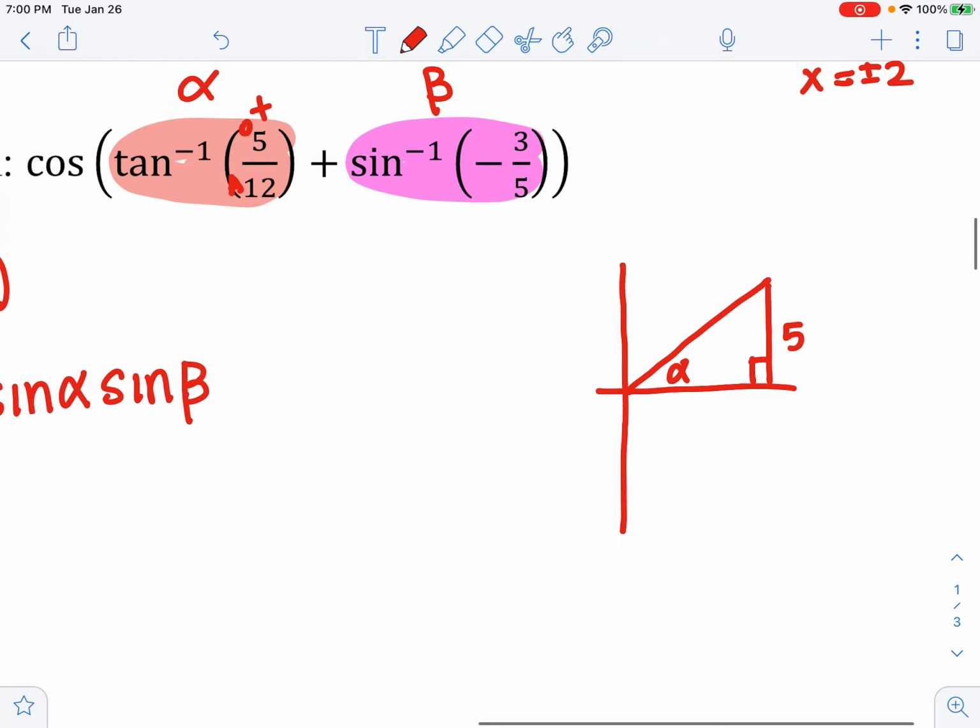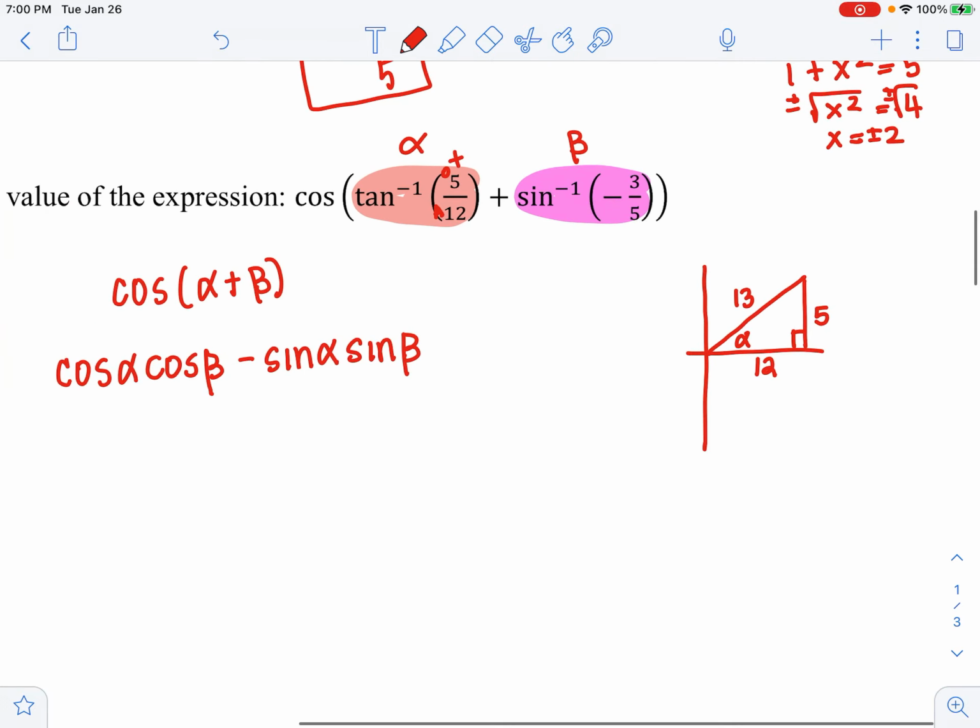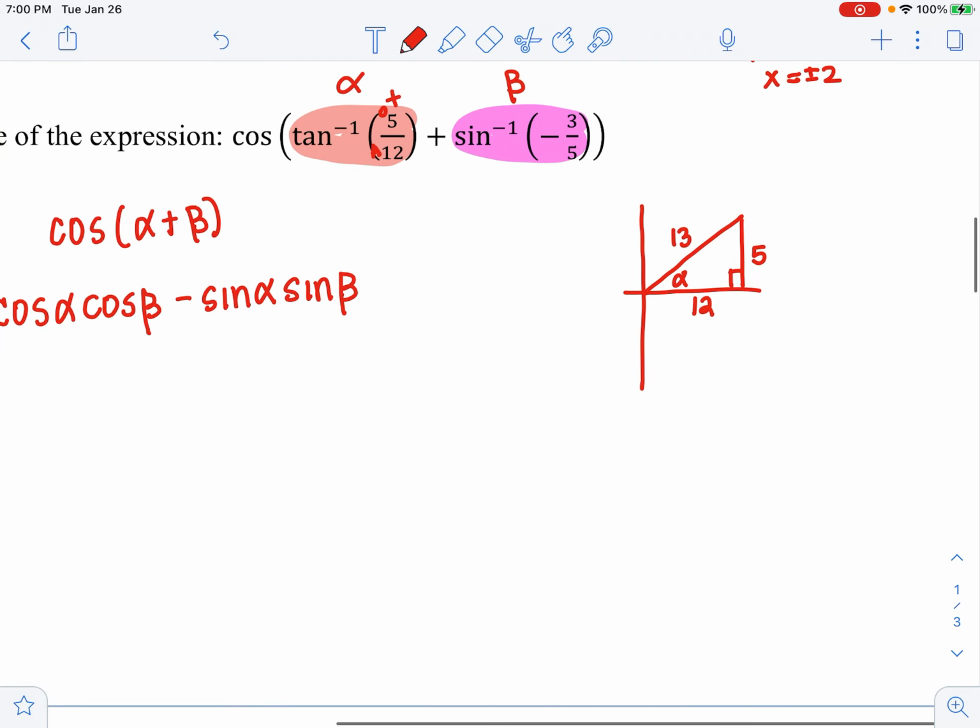Tangent is opposite over adjacent. So opposite's 5, adjacent's 12. You can do Pythagorean theorem to figure out the third side by doing 12 squared plus 5 squared equals hypotenuse squared, and getting 169 equals hypotenuse squared, square rooting and get 13. Or you can have it memorized that it's a 5, 12, 13 triangle. Radii are always positive. The hypotenuse is always positive, so you never have to worry about the plus or minus.